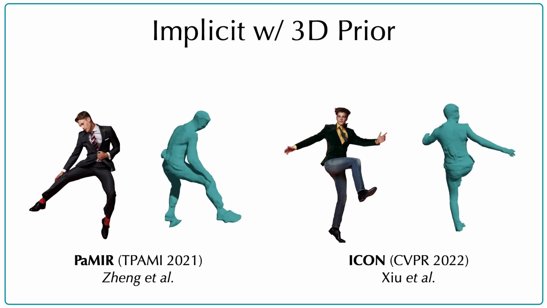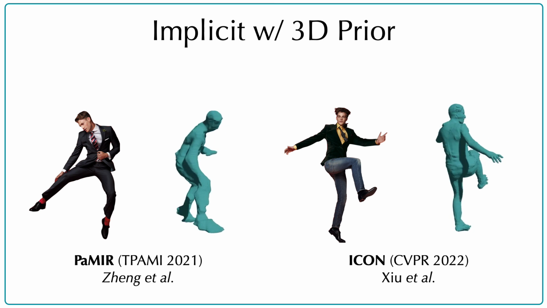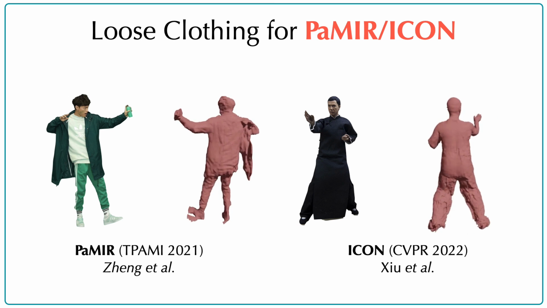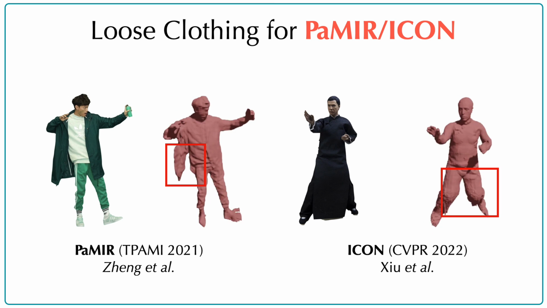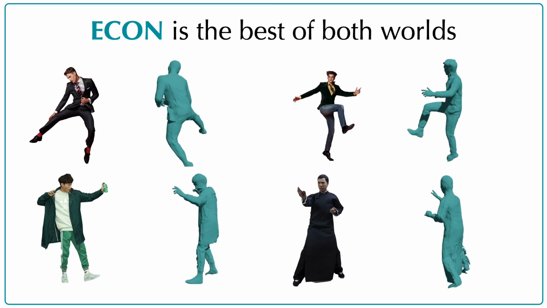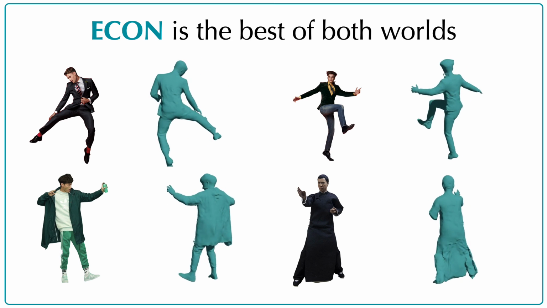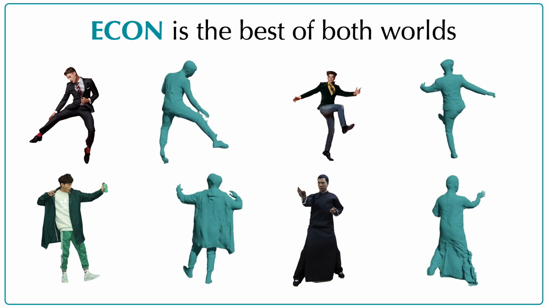This limitation can be minimized by introducing the 3D body prior as presented in PaMIR and ECON. But this reduces topological flexibility, causing artifacts for loose clothing. ECON is the best of both worlds. It keeps the robustness of explicit shape models for unseen poses without sacrificing the topological flexibility of implicit models for loose clothing.